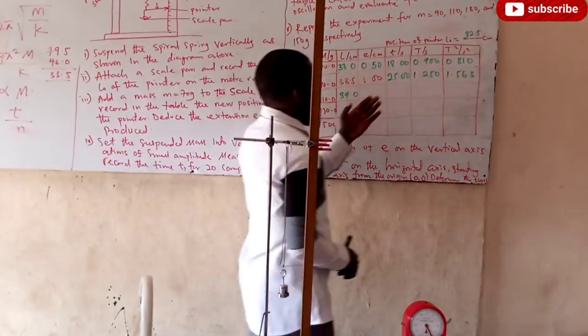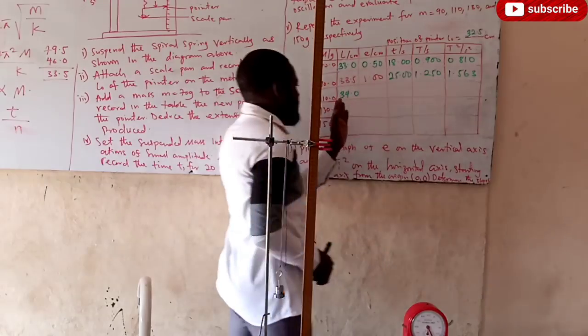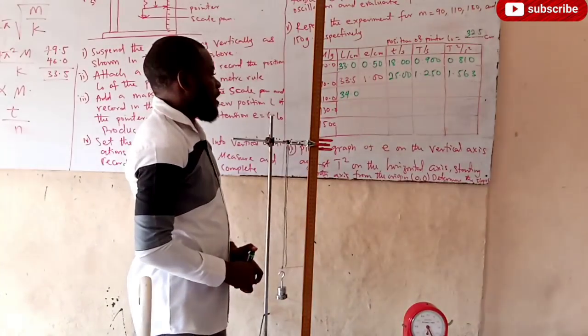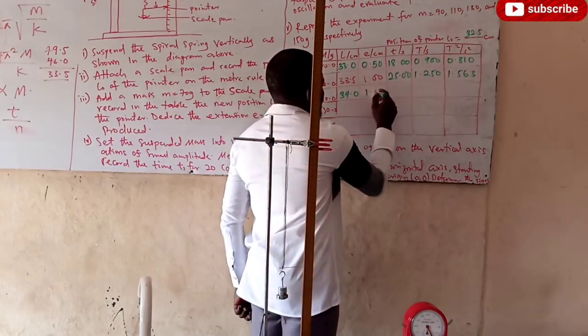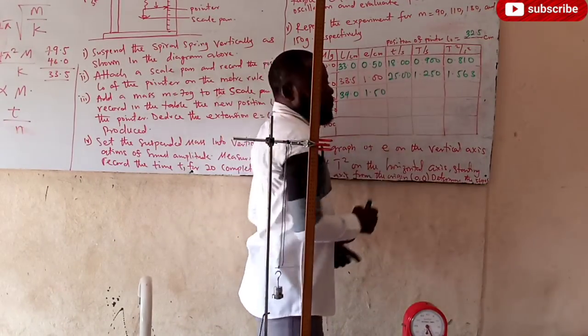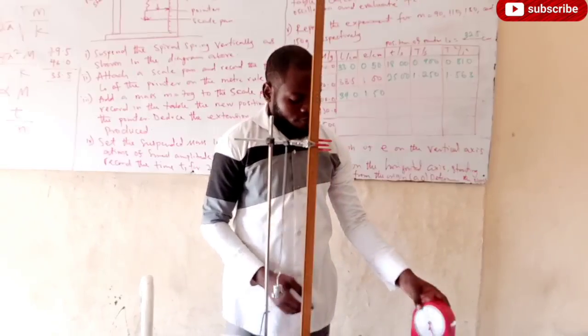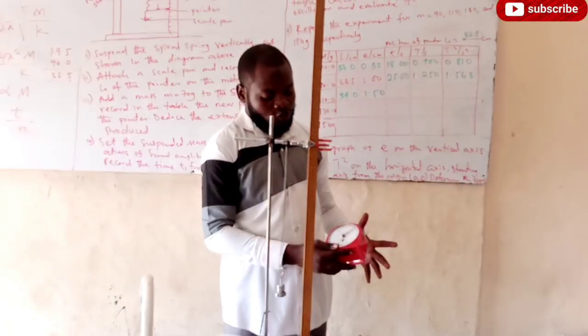What will be my extension? That will be 34 minus 32.5, which gives us 1.50. So what will be the period of 20 oscillations? Let's quickly check that now. But before then, I will restart my stopwatch.